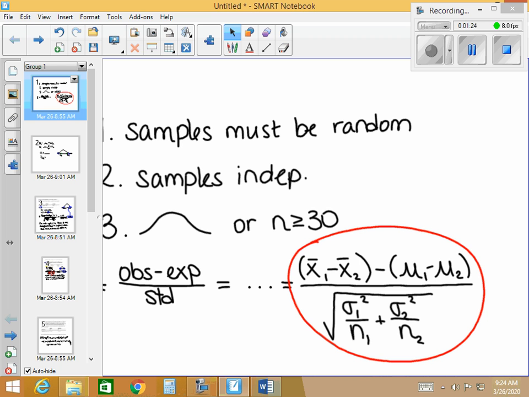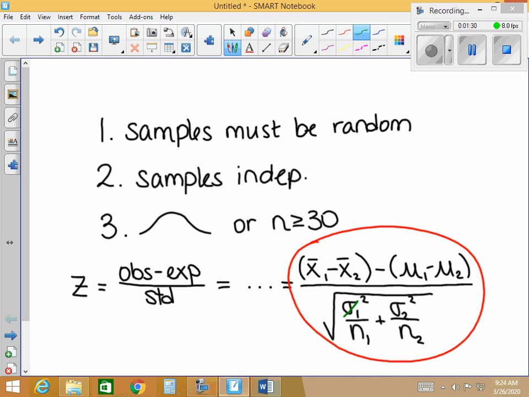There in the circle of the red box is the same formula as in section 9.2, except for here, instead of population standard deviations, we are going to use sample standard deviations. The rest of it is still exactly the same.